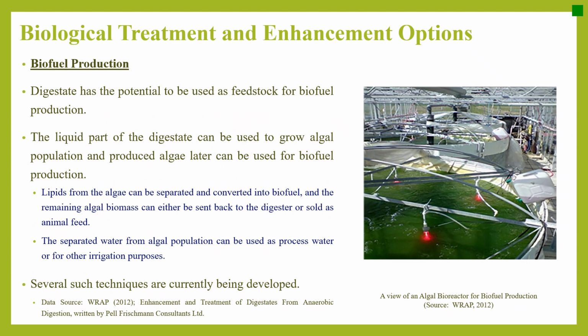Biofuel production. Digestate has the potential to be used as feedstock for biofuel production. The liquid part of the digestate can be used to grow an algal population and produce algae that later can be used for biofuel production. Lipids from algae can be separated and converted into biofuel, and the remaining algal biomass can either be sent back to the digester or sold as animal feed. The separated water from the algal population can be used as process water or for irrigation purposes. And several such techniques are currently being developed.